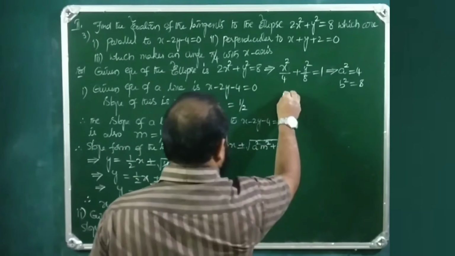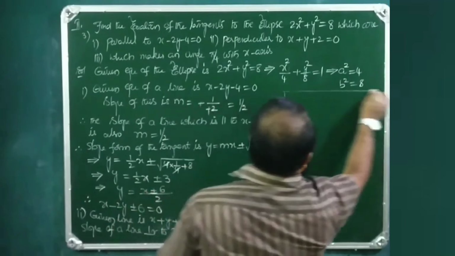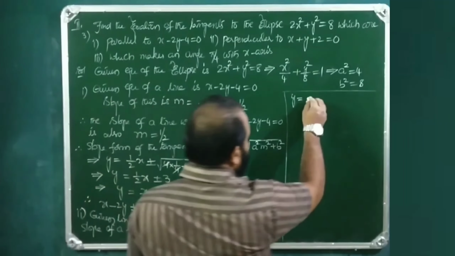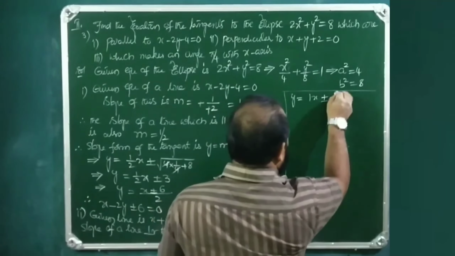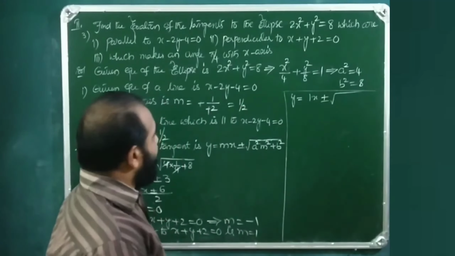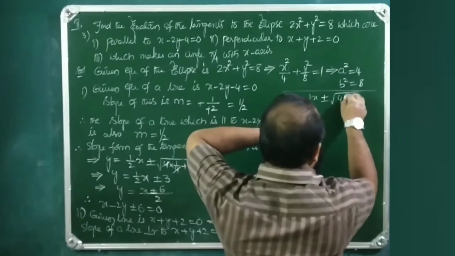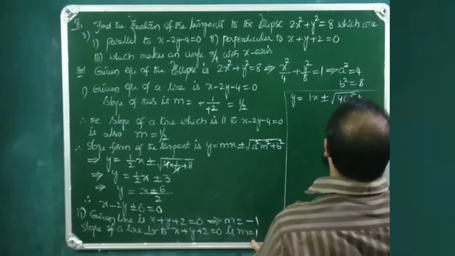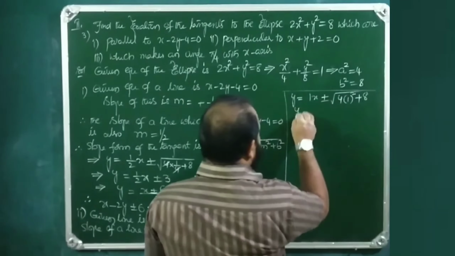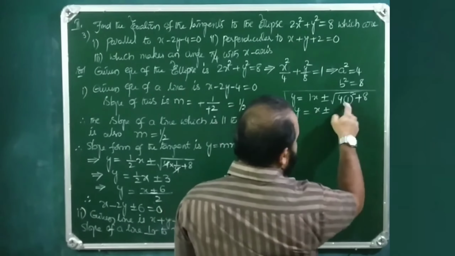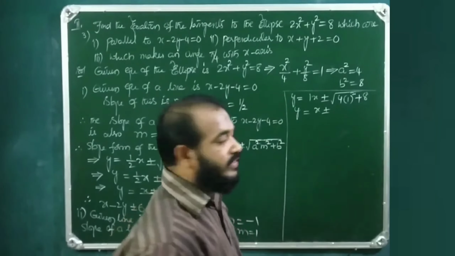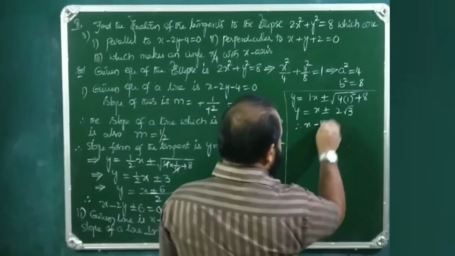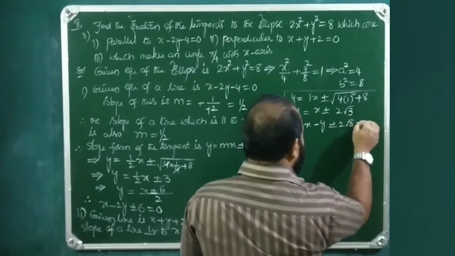So y equals mx, so 1x plus or minus square root of a square m square plus b square. A square is 4, m square is 1, m is 1 here, b square is 8. So y equals x plus or minus square root of 8 plus 4, 12. Root 12 is 2 root 3. So therefore, x minus y plus or minus 2 root 3 equals 0.